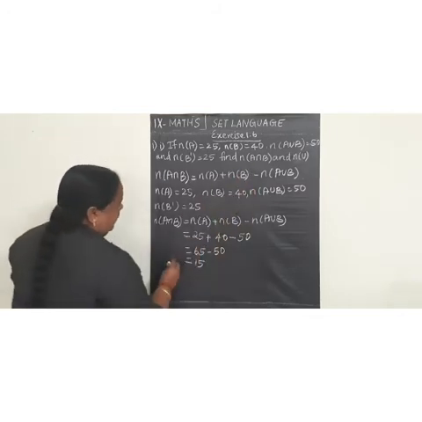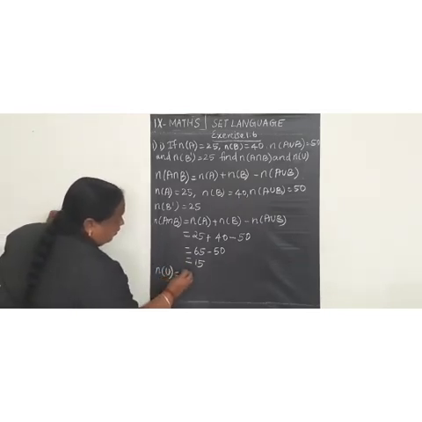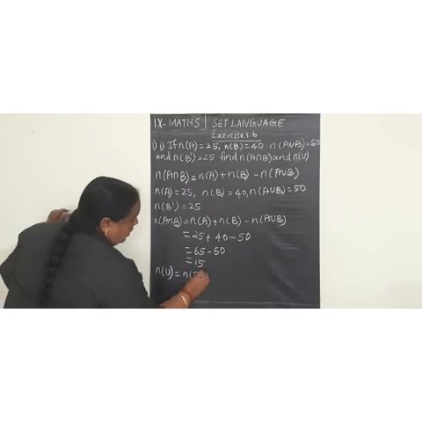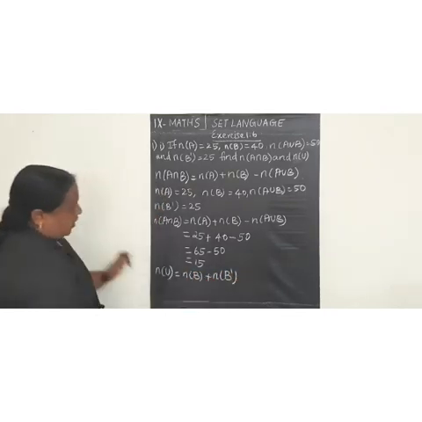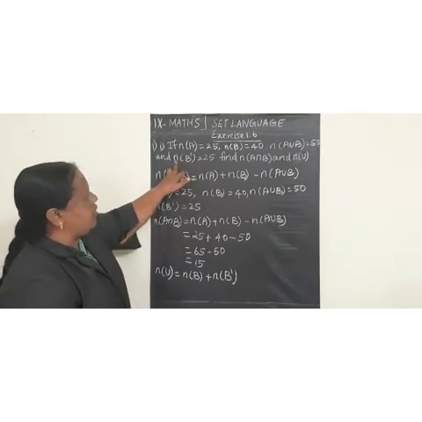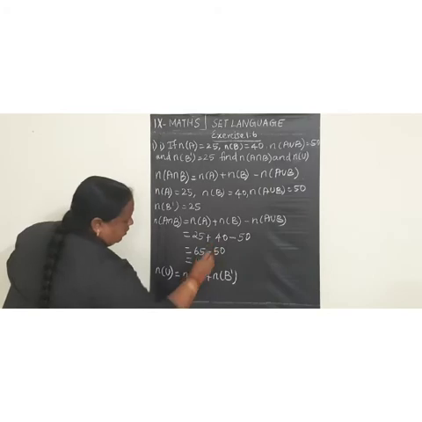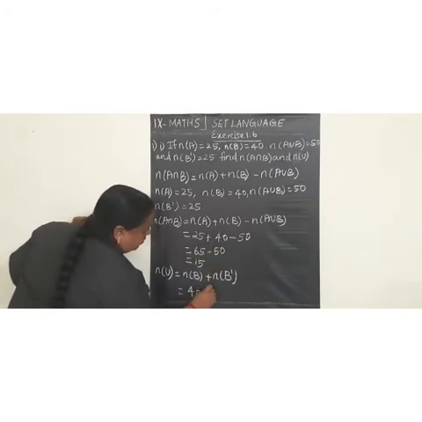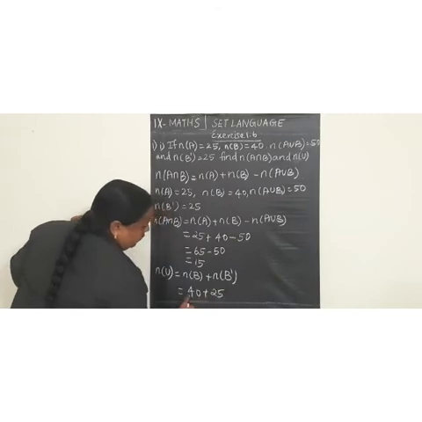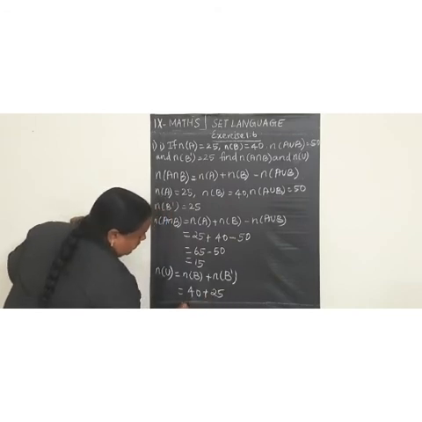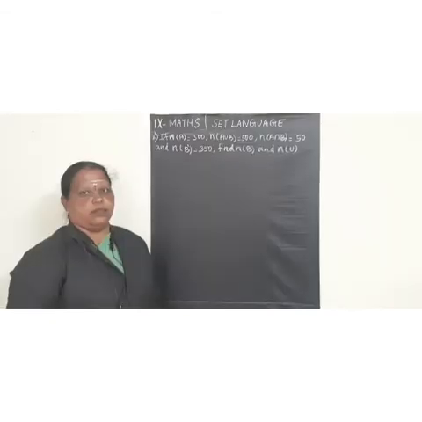Next we have to find n of U. We know that n of U is equal to n of B plus n of B dash, because here they have given n of B dash is equal to 25. So n of B is 40 plus n of B dash, here they have given 25. So 40 plus 25 is equal to 65. So n of U is equal to 65.